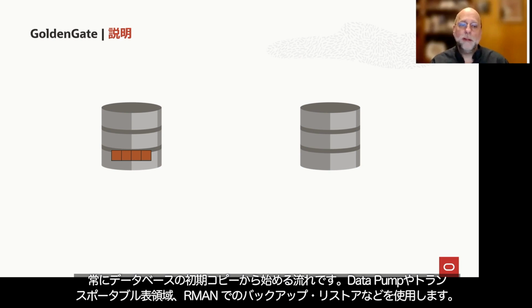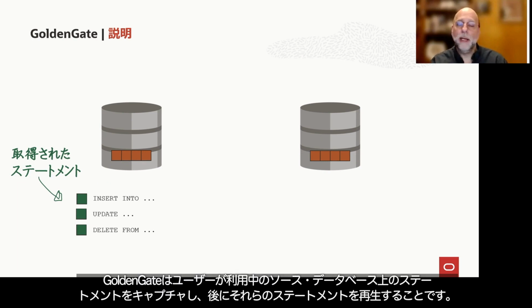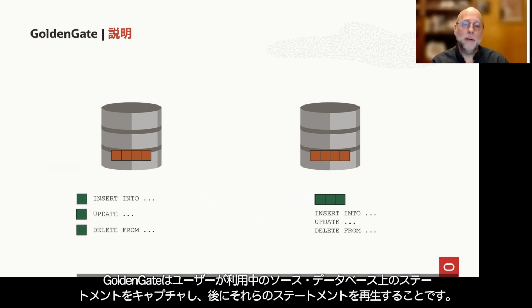So you'll always start with an initial copy of that database, whether you're using data pump, transportable tablespaces, even an RMAN backup and restore could be that initial copy. What GoldenGate is going to do is, while that copy and instantiation is taking place, GoldenGate captures statements on your source database, which is still in use by your users. And then later on, it can replay those statements.